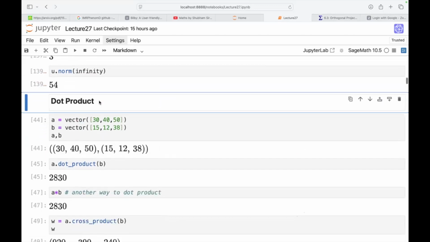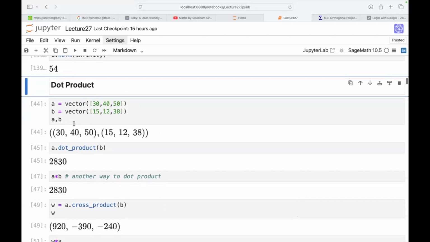And also apply the dot product. What is the dot product? Vector A dot vector B is equal to the magnitude of vector A and magnitude of vector B times cos theta. Basically the Euclidean dot product, A dot B, is the component-wise multiplication. The vector A is 30, 40 and 50 and the vector B is 15, 12 and 50.